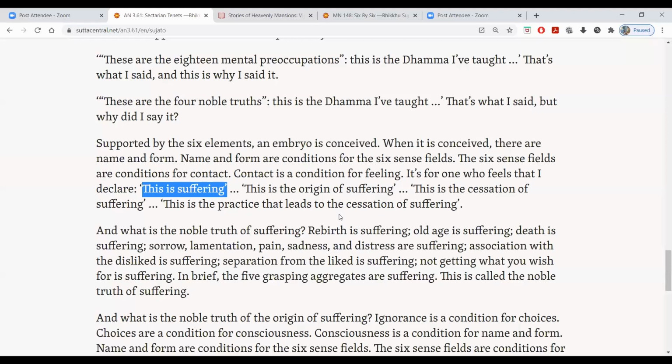What is the first noble truth? Jatipi dukkha, birth is suffering. Jarapi dukkha, aging is suffering. Vyadhipi dukkha, sickness is suffering. Next, death. Maranampi dukkha, death is suffering. Yes. Aren't those things applicable to this baby inside the mother's womb? Yes. That is why Buddha teaches, it is for one who feels that I declare this is suffering. That baby's life is also included in the noble truth of suffering. What happens if the karma is over to be in the mother's womb? The baby will die, or there will be a miscarriage. And that is the noble truth of suffering in that baby's life. And how many children die like that in the world?